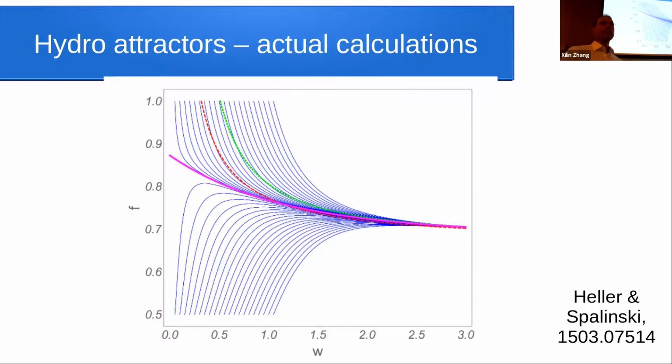Can you remind what W was? Yeah, W is the same as tau t in my plot yesterday. So tau is larger than 1 over the temperature, which is the typical relaxation scale in the system.